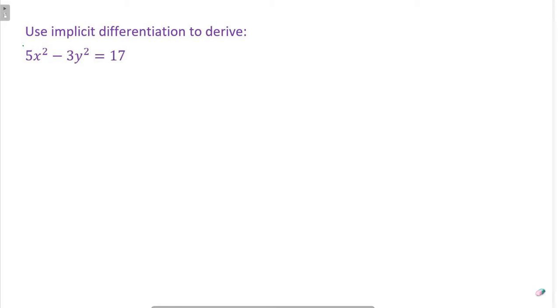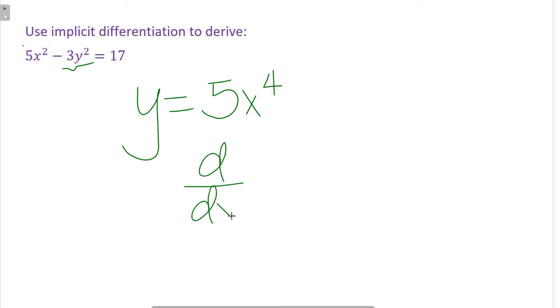Okay, so implicit differentiation means you don't have an equation like you normally do. What I mean by that is you don't have an equation where you've got y explicitly defined as y equals something like 5x to the fourth, right? You have y mixed up in here with x. It's not explicitly defined. So the problem comes in when we normally take the derivative d dx of something like 5x to the fourth. We're taking the derivative in terms of x, and we have x as the variable in our equation. And that's not the case now.